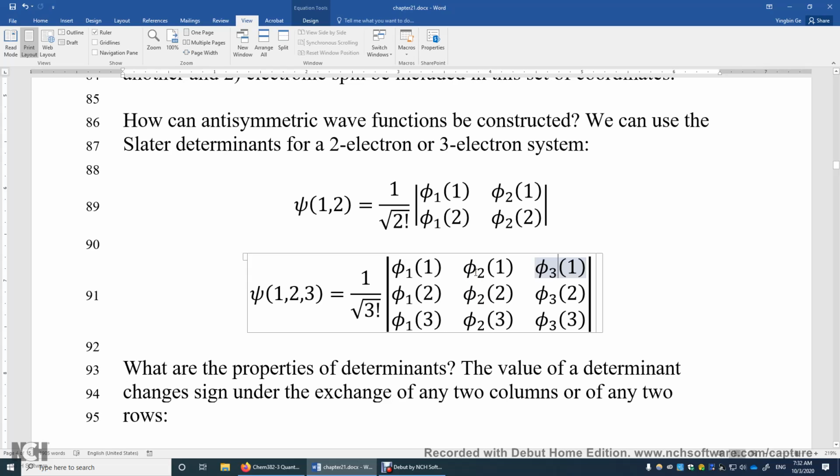So let me translate this. If you exchange two electrons, the sign of the wave function will change. So this is to comply with quantum mechanical postulate 6.